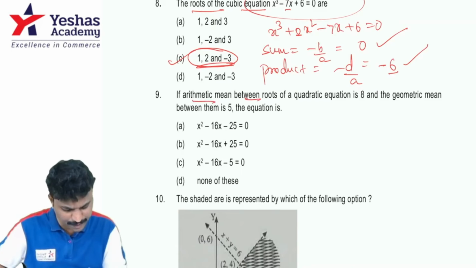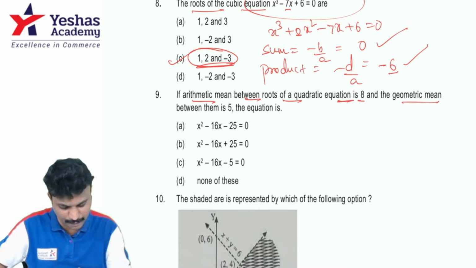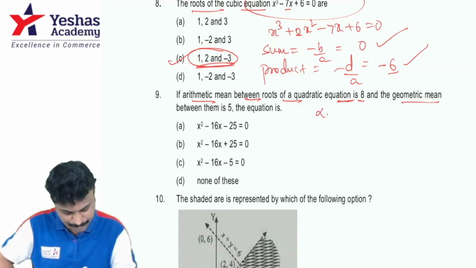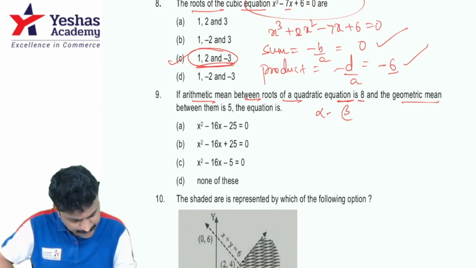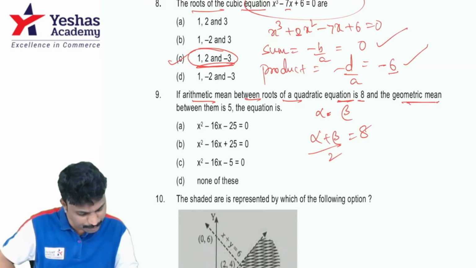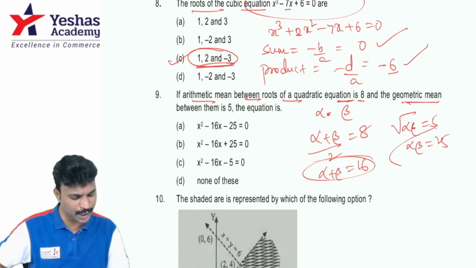If the arithmetic mean between the roots of the quadratic equation is 8. AM of the roots of the equation is 8 and geometric mean is 5. Guys, if I take the roots as alpha and beta, so arithmetic mean of these roots is alpha plus beta by 2, which is equal to how much? 8. And geometric mean of the roots is root of alpha into beta is 5. Don't you think alpha into beta is 25? Yes. Now tell me, what is alpha plus beta? It is 16.